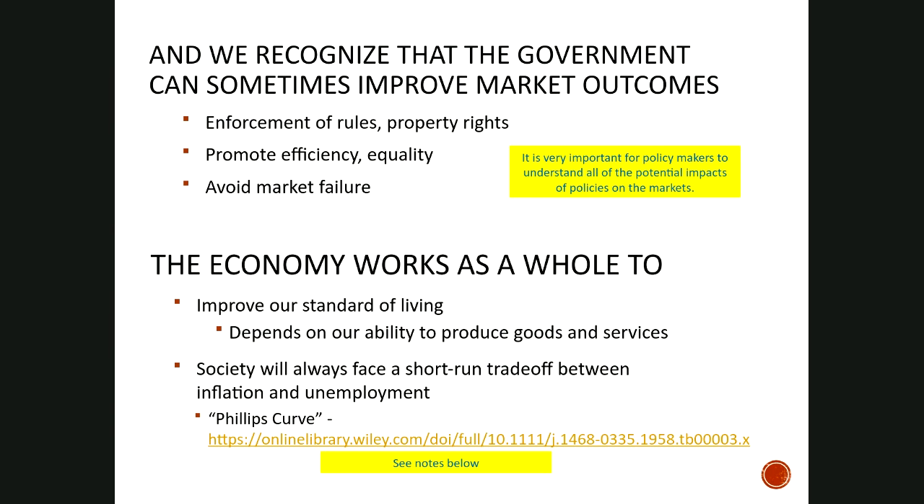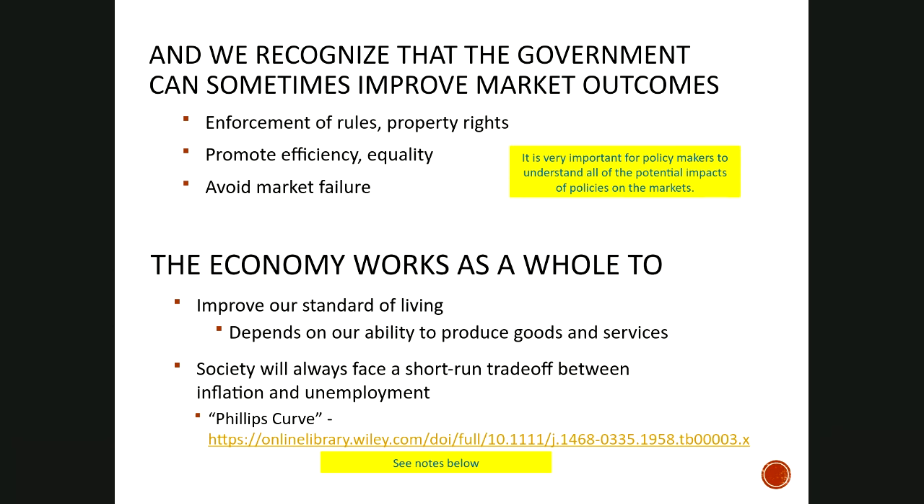For example, with the COVID situation right now, the government has been trying to do loans. They put moratoriums on people being kicked out of apartments. These are things that they've been trying to do to avoid a market collapse.